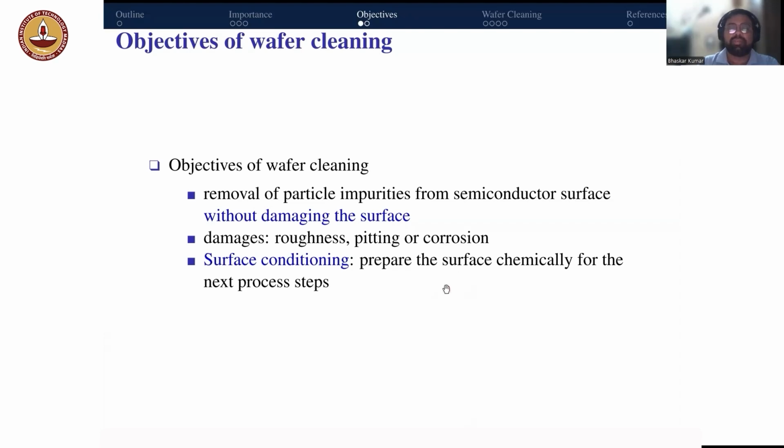Now we'll see what the different contaminants are and what the effects of the contaminants are in the next slide.